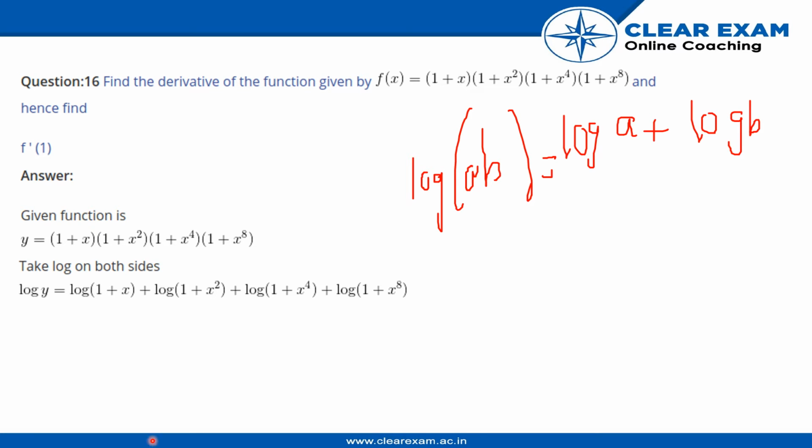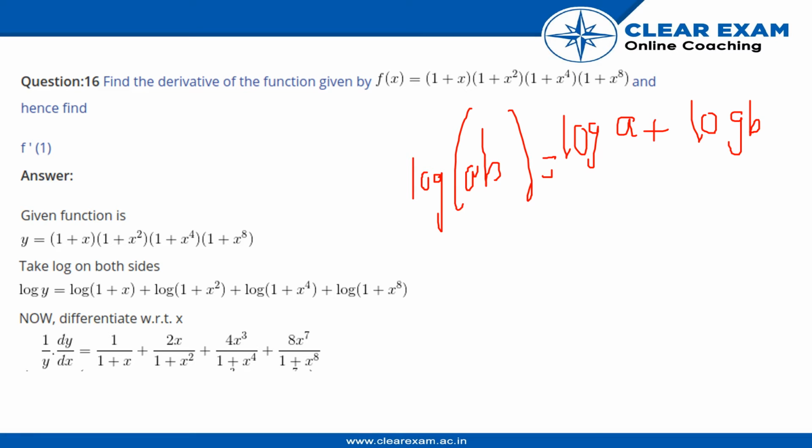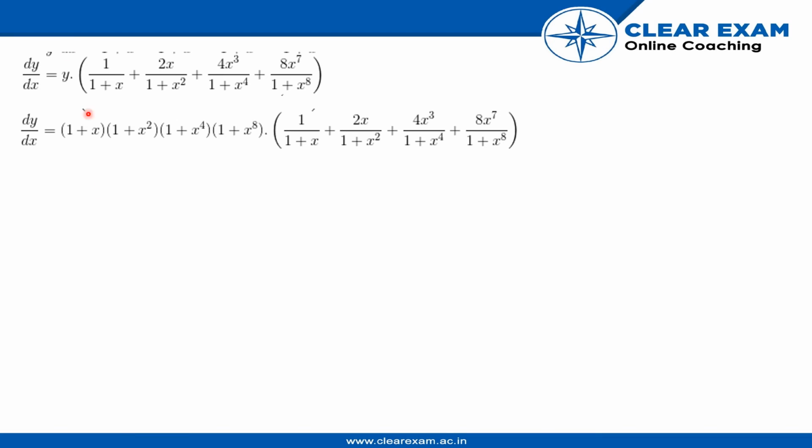Now, differentiating with respect to x on both sides, we get 1 by y dy by dx equals 1 upon 1 plus x plus 2x upon 1 plus x squared plus 4x cubed upon 1 plus x to the power 4 plus 8x to the power 7 upon 1 plus x to the power 8. Hence, cross multiplying y to the RHS, we get dy by dx equals y into (1 upon 1 plus x plus 2x upon 1 plus x squared plus 4x cubed upon 1 plus x to the power 4 plus 8x to the power 7 upon 1 plus x to the power 8). Replace the value of y. This is dy by dx.